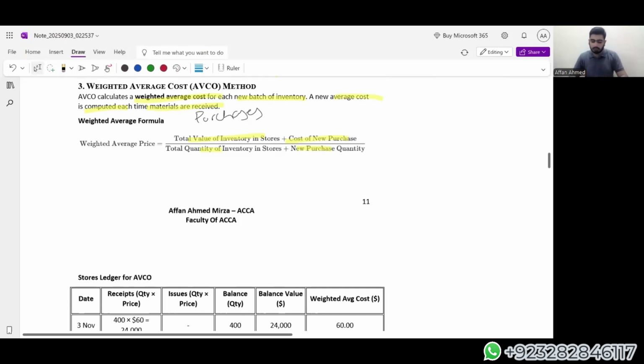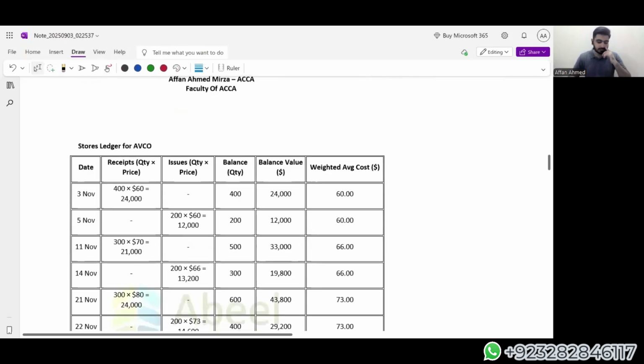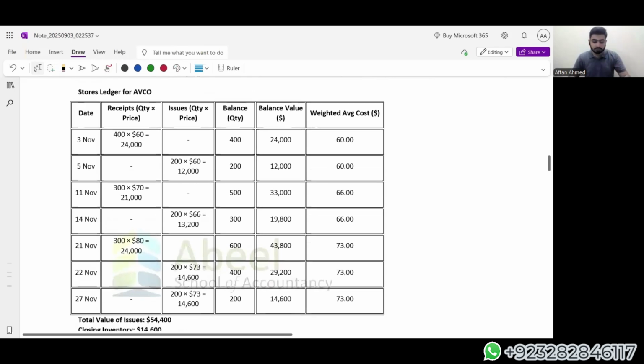Let's see an example. The previous example that we did in FIFO is being carried out, being followed simultaneously. So here we are saying that we bought 400 units at the rate of 60. Are there any prior units? No, there are not. So we are not going to take out an average here. The average rate is 60 here. So 24,000 is the cost. It is mentioned here. The average cost is 60. No issue. Now we have issued inventory.